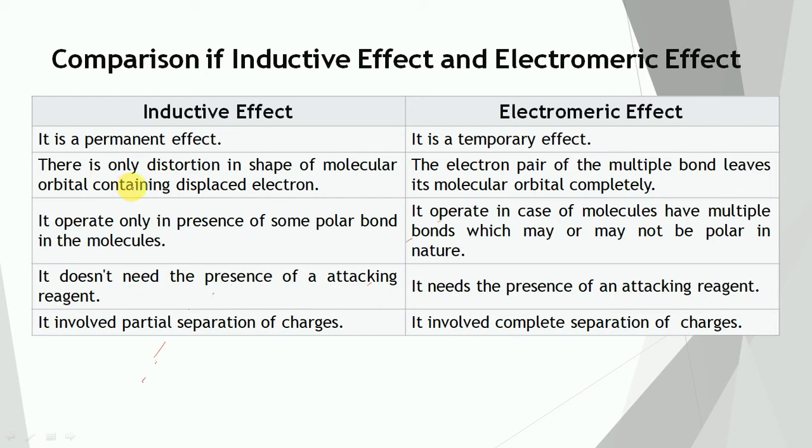In inductive effect, there is only distortion in the shape of the molecular orbital containing the displaced electron. Electromeric effect operates in the case of molecules having multiple bonds, which may or may not be polar in nature, while inductive effect operates only in the presence of some polar bond in the molecule.